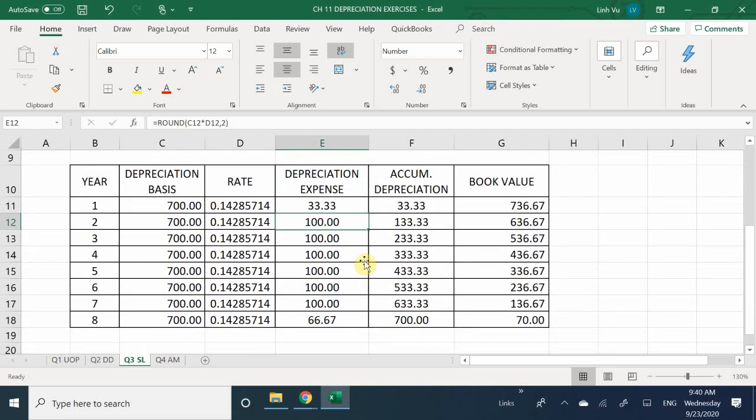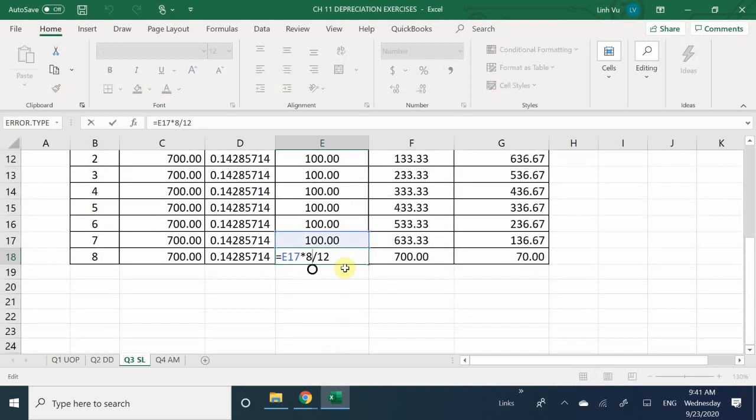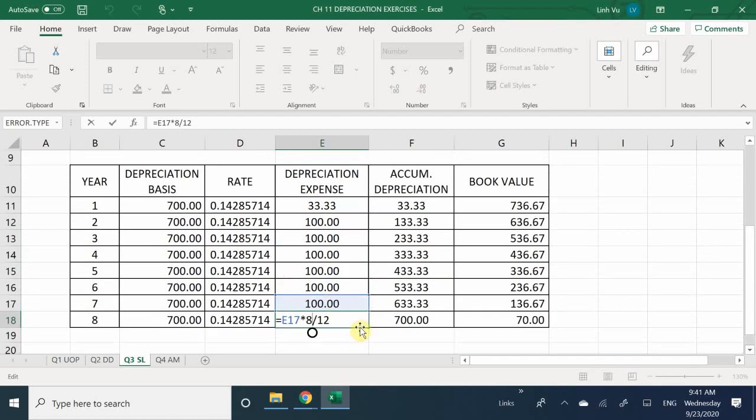So we use the same formula again on the 8th year. On the 8th year. Yeah. No, I did not do that because I didn't want to. I just took the 100 and multiplied it by 8 divided by 12. But in this case, yes, you should use the same formula. I just did it really quick. But yes, let's go ahead and put that formula in there so then I am consistent.